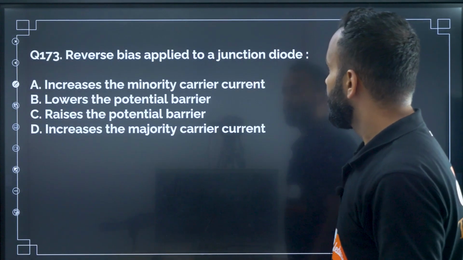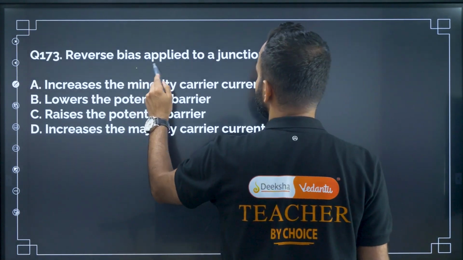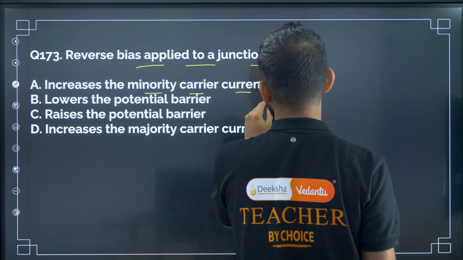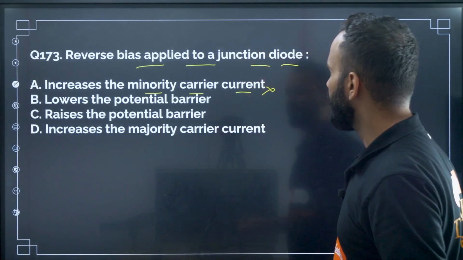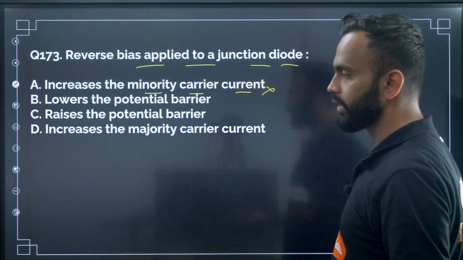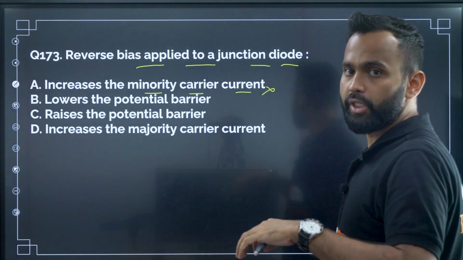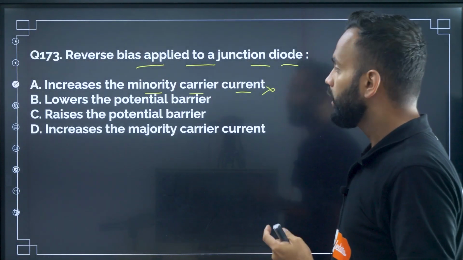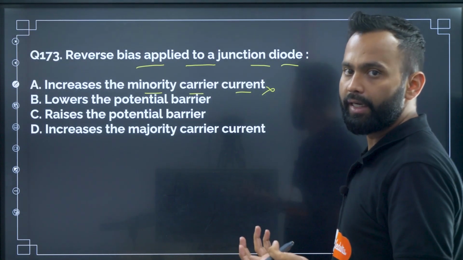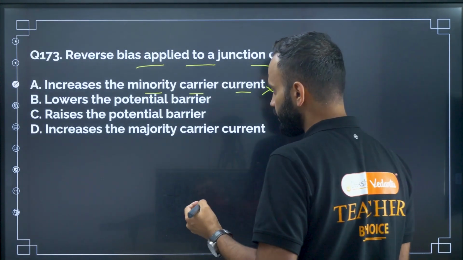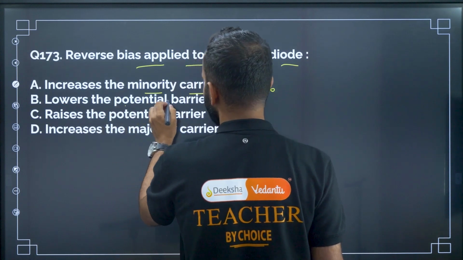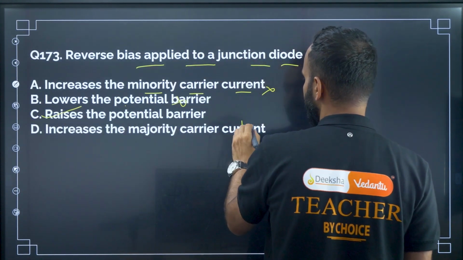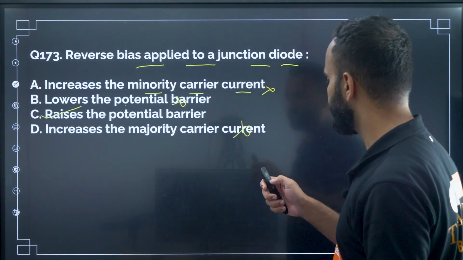Next question, question number 173. Reverse bias applied to a junction diode increases the minority carrier current. Wrong. If you apply reverse bias to a junction diode, the potential barrier rises. There will be a current due to the minority charge carriers. So option A is wrong. Option B lowers the potential barrier. Wrong. Option B raises the potential barrier, correct. Increases the majority carrier current. Wrong. So the correct option is C.